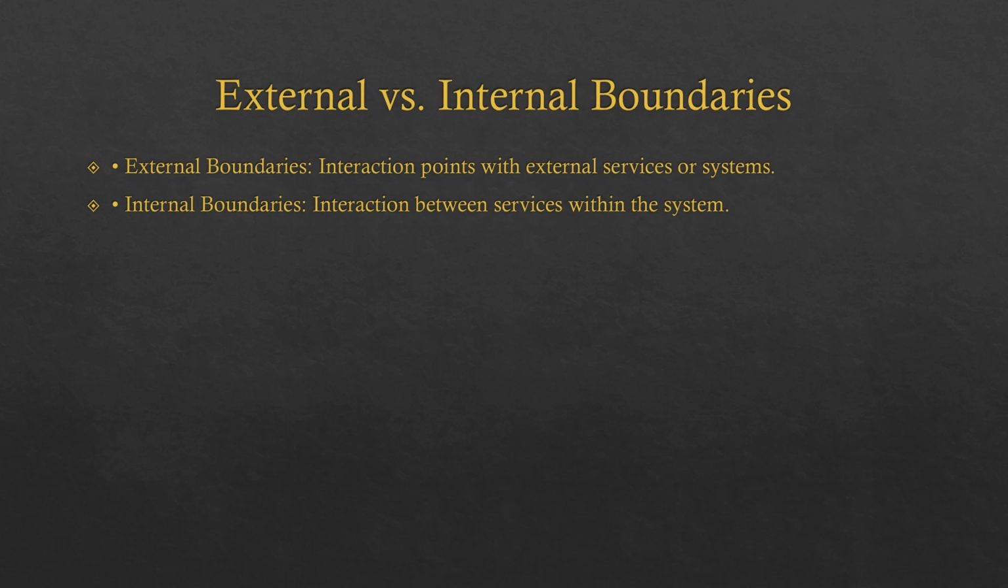We also need to distinguish between external and internal boundaries. External boundaries are points where our system interacts with outside systems like third-party APIs or databases. Internal boundaries define interactions between internal services, such as between the front end and back end or between different microservices.